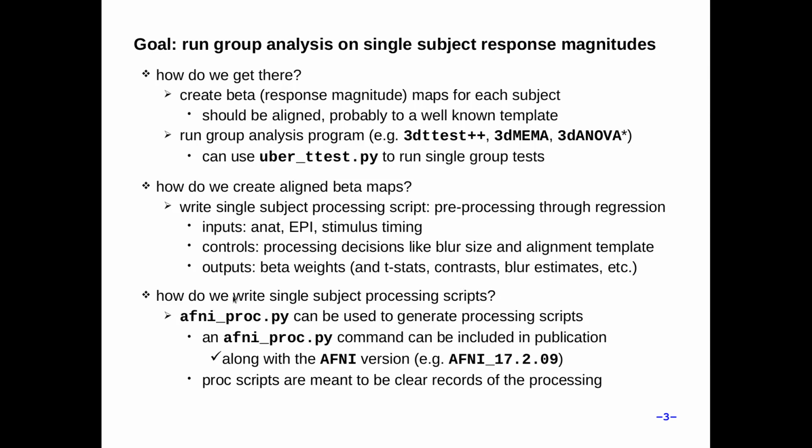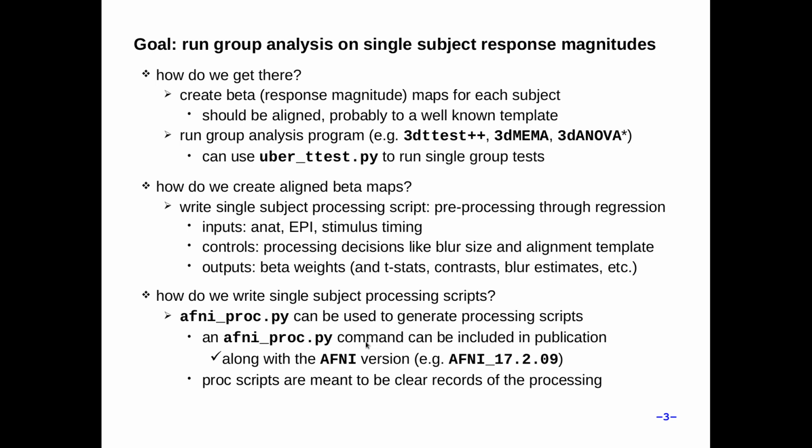So, how does one write the single subject pre-processing scripts or the full processing scripts? Typically, we'll use afni_proc.py. That's its job. We tell it what our input data sets are, we tell it what choices we've made about how the processing should be done, and it writes a single subject processing script in tcsh syntax, and of course it can run that as well, or you can run it yourself, either way, but its job is to write this processing script.